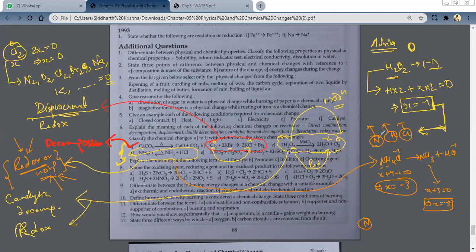Clear? Sir, it is not a redox reaction. This is not a redox reaction, because neither oxidation nor reduction is taking place. Okay. Sir, then what about hydrogen? Hydrogen is also having +1 on both sides. In all the three cases.